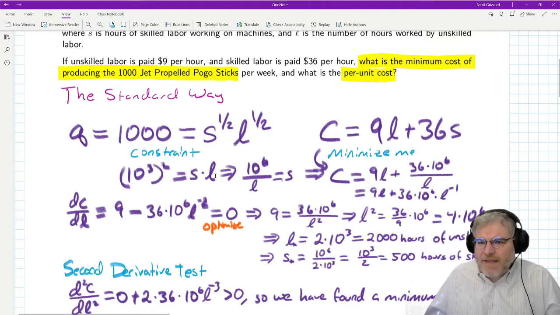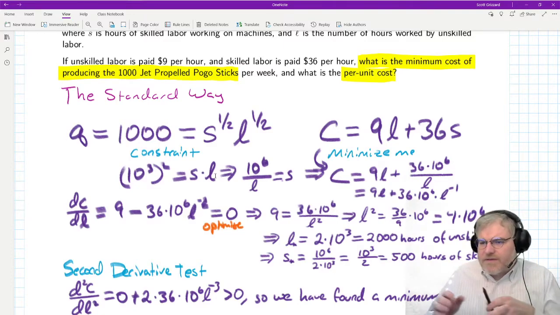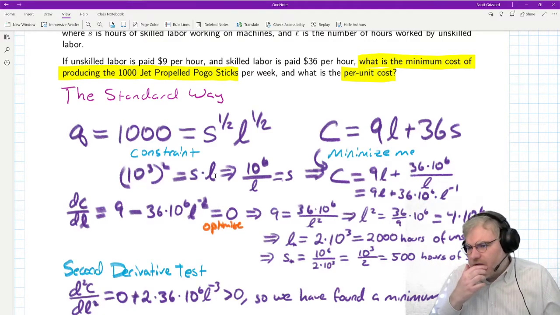How do we feel about that, 1 to 5? This idea of getting one equation, dealing with the constraint. The constraint here is output.